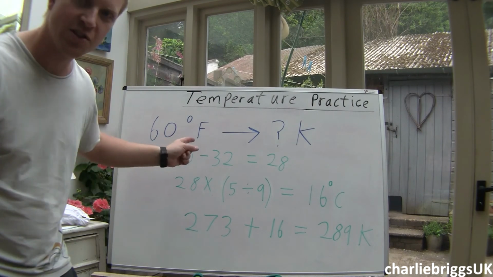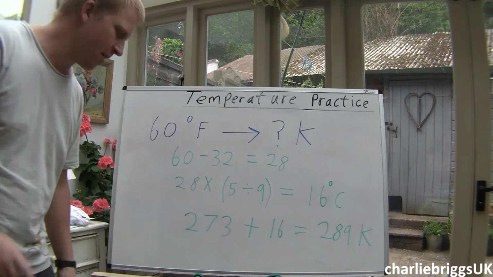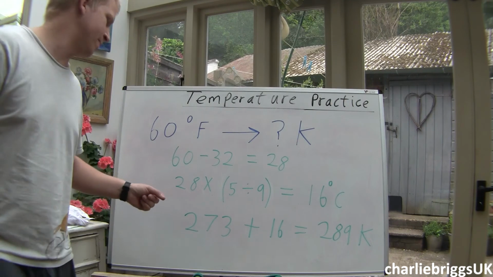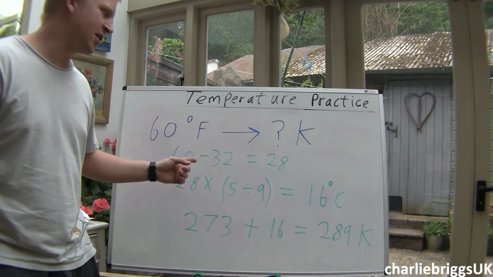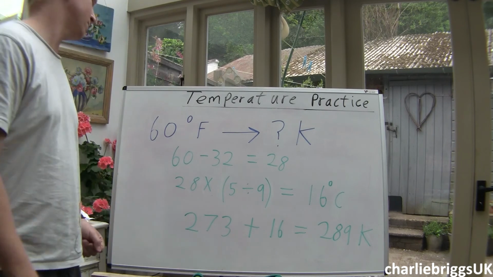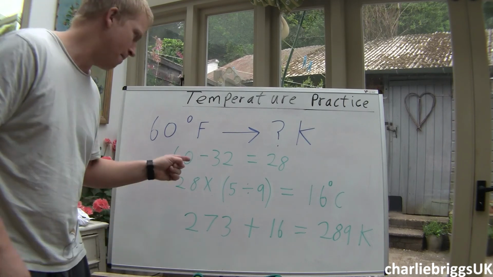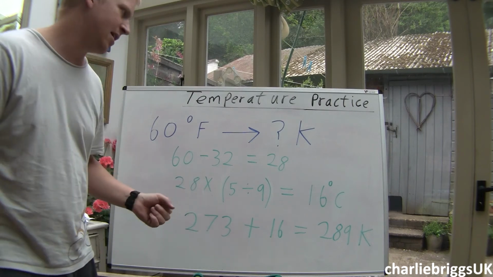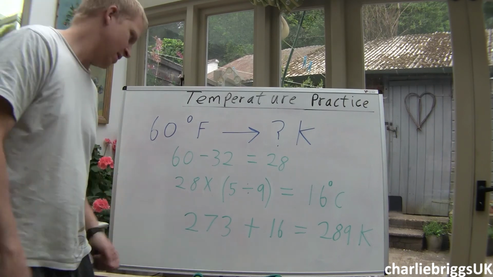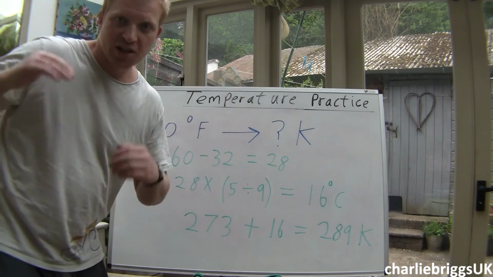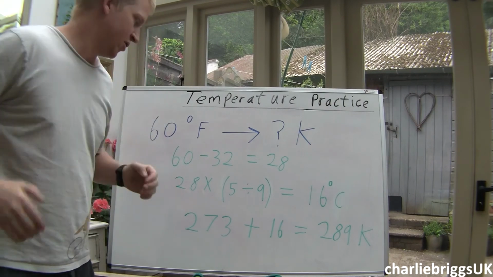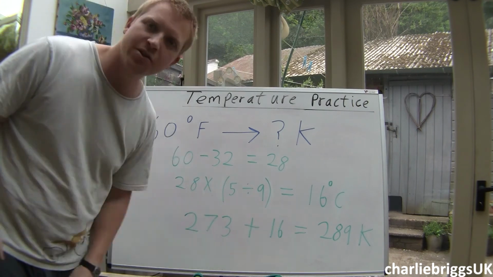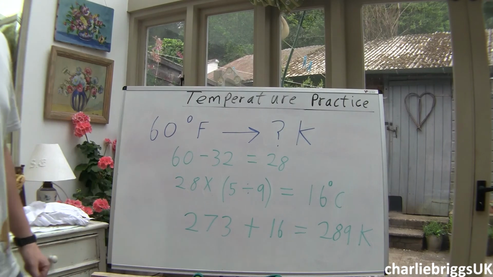60 degrees Fahrenheit to kelvins. First thing you must do, convert to degrees Celsius. So 60 minus 32 is 28. Then you must multiply that 28 by 5 divided by 9, and that's 16 degrees Celsius. So 16 degrees Celsius is above zero, so you add that to 273. 289 kelvins. There it is.